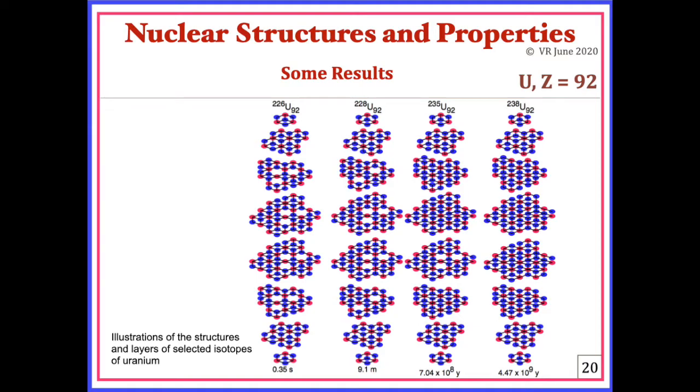The isotope U-235 has 3 neutron lattice positions vacant. They are shown here in one of the central layers. The 2 other isotopes have progressively more neutron lattice position vacancies and progressively shorter half-lives.